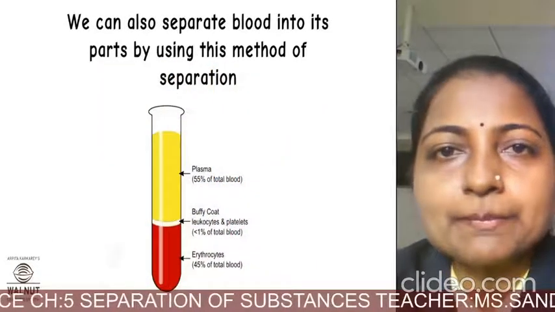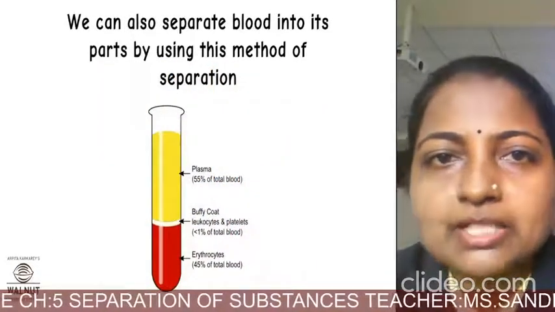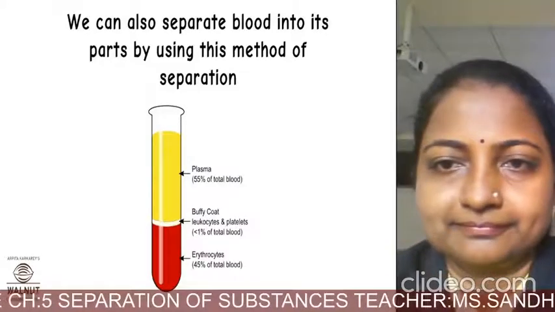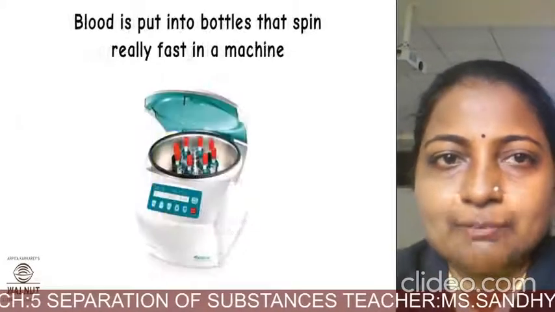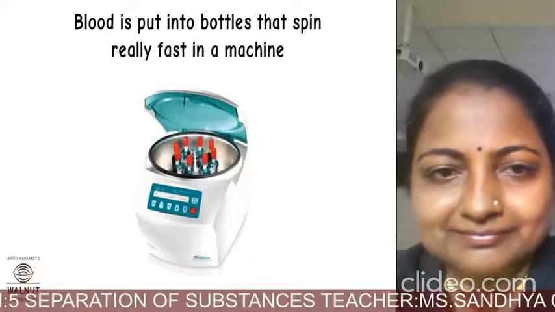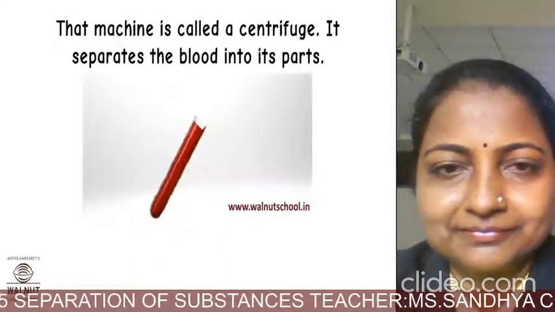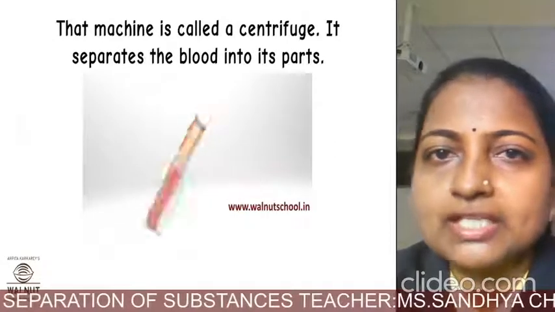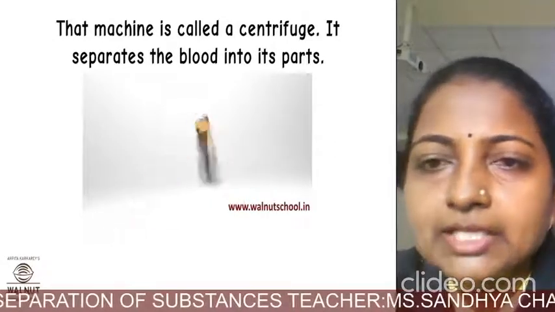We can also separate blood into its parts by using this method of separation. Blood is put into bottles that spin really fast in a machine. The machine is called a centrifuge. It separates the blood into its parts.